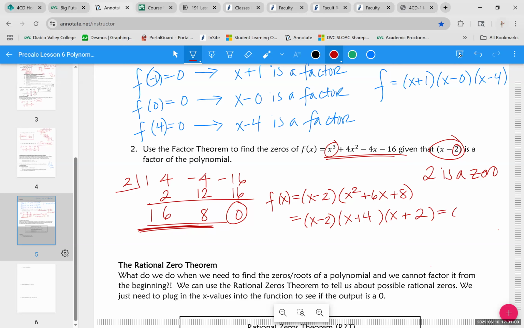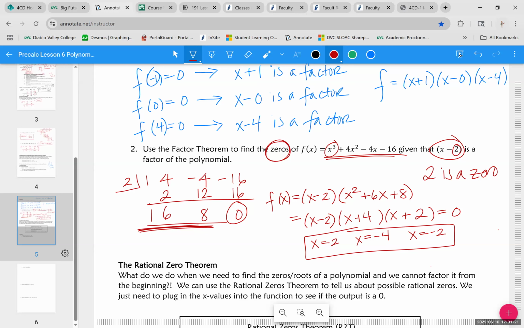And then if we were going to set this equal to 0 to find all the zeros, then I have x minus 2 is 0, x plus 4 is 0, and x plus 2 is 0. So these would be my 3 zeros of the function.